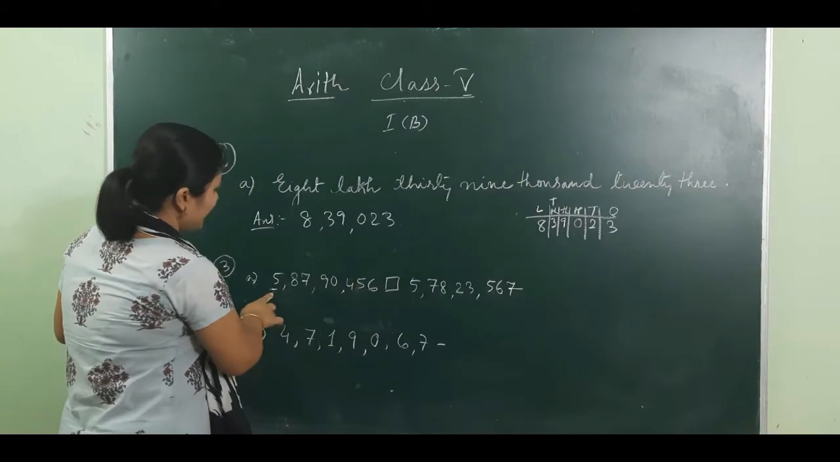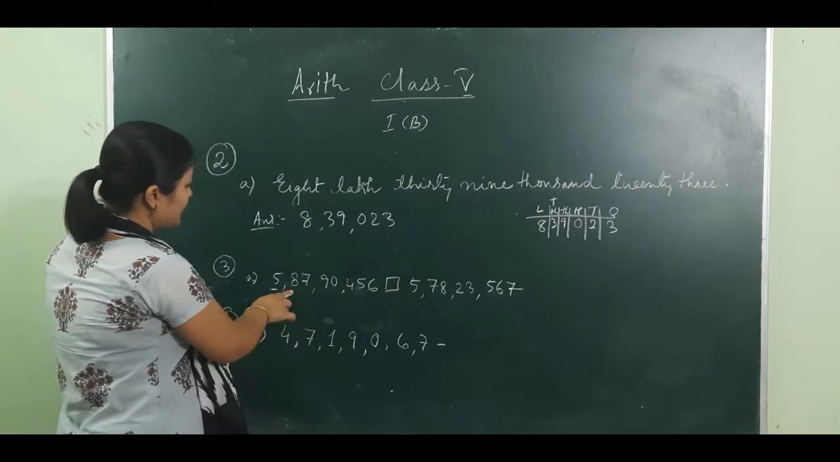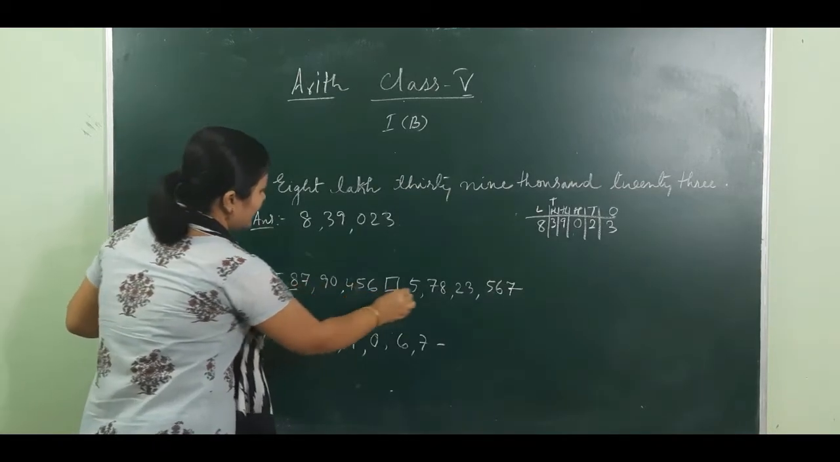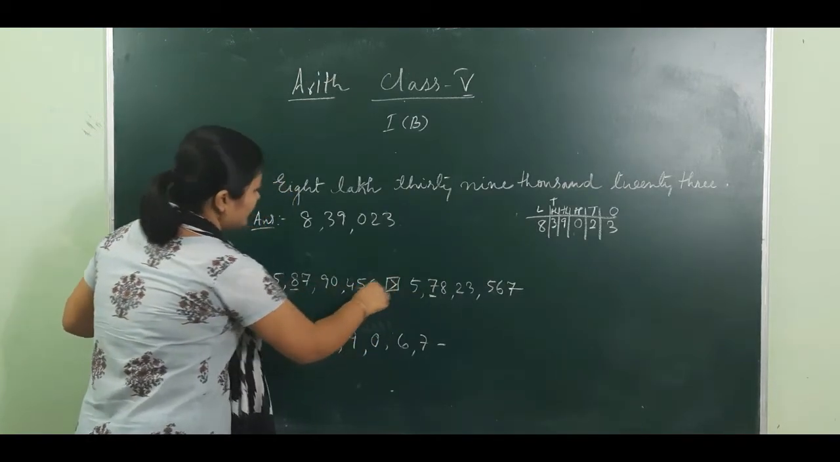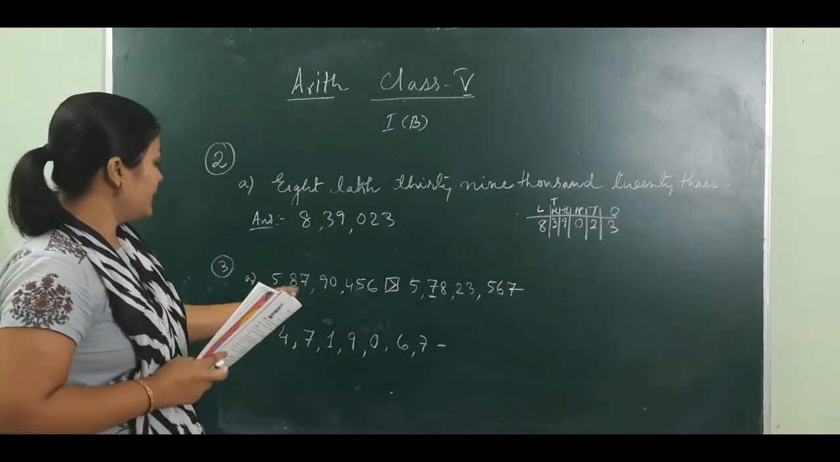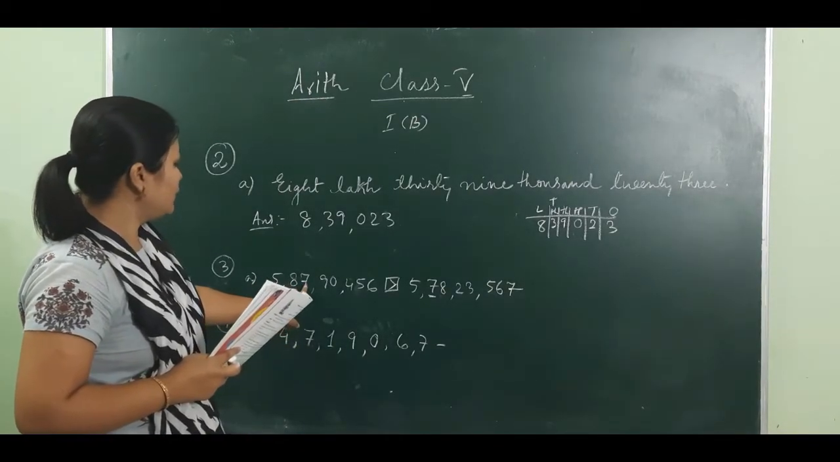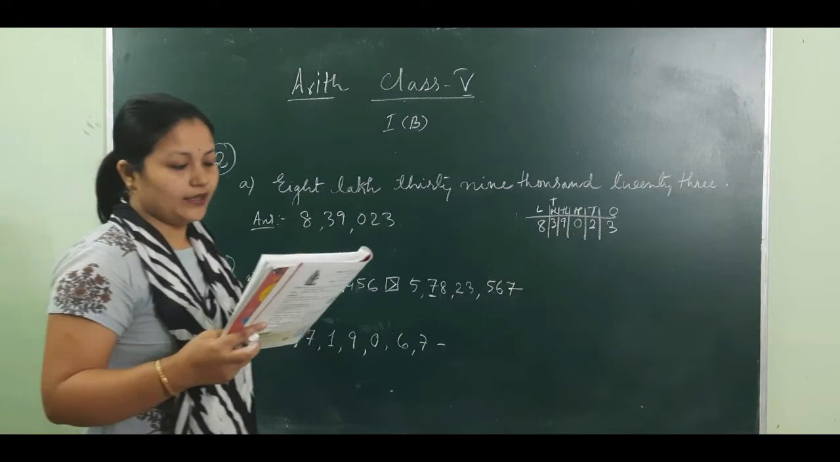If both sides have the same number, then go to the second digit. Second here is 8, here 7. So 8 is greater than 7. So this side is greater. Like that, if the second digit is also the same, you go to the next digit. Okay, you follow it like that.